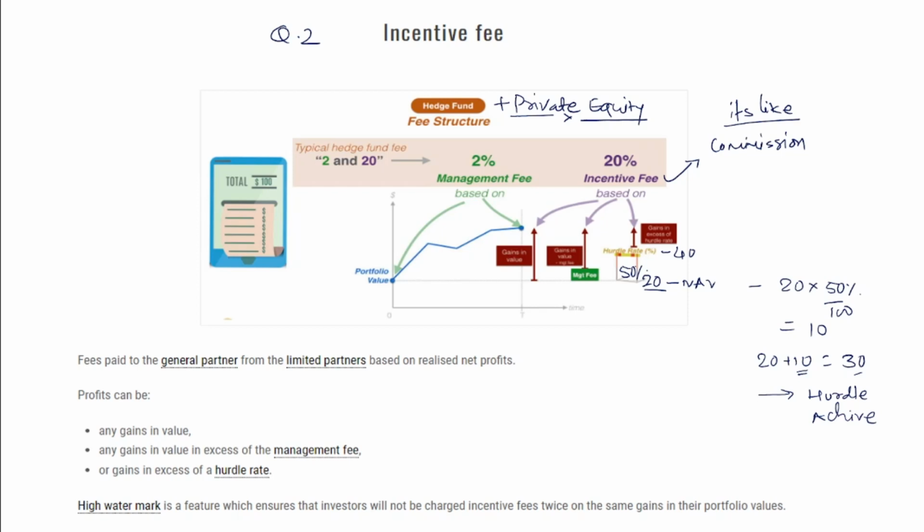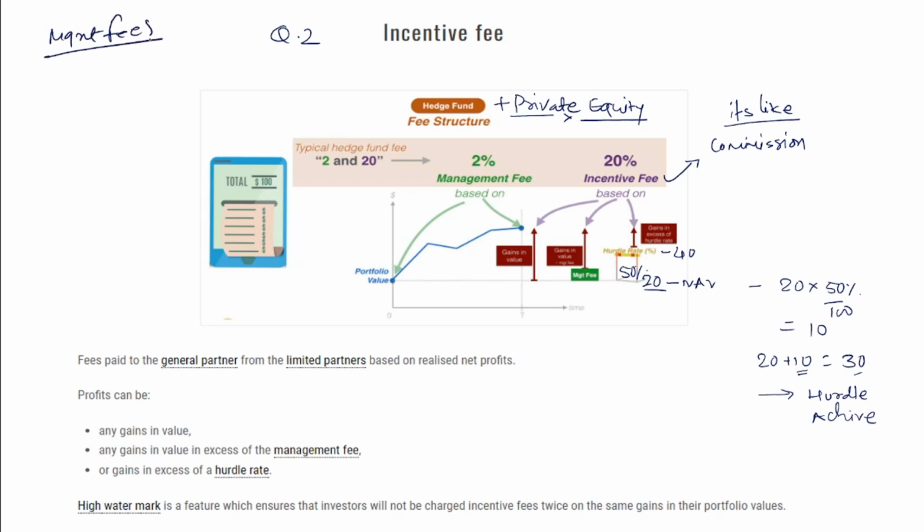Important question. Question number 2, incentive fees. If you're looking for a fund accounting interview, whether it is hedge fund or private equity, then definitely you would expect questions on incentive fees. Who can pay the incentive fees? Or maybe the question would be how we can calculate the incentive fees. Or maybe what is the difference between management fees and incentive fees.